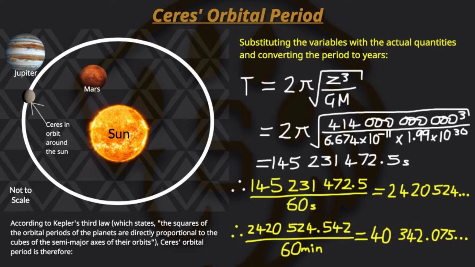4.14 times 10 to the power 11. That's 414 million kilometers, and that will be cubed. That's our z cubed, and that will be over 6.674 times 10 to the power negative 11 multiplied by 1.99 times 10 to the power 30. That will be equal to 145,231,472.5 seconds. These are Earth seconds relative to our time, and that will be the period in terms of seconds.